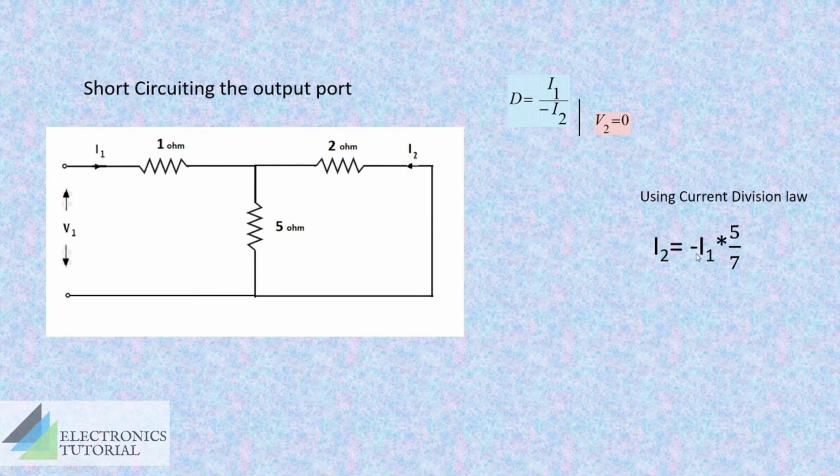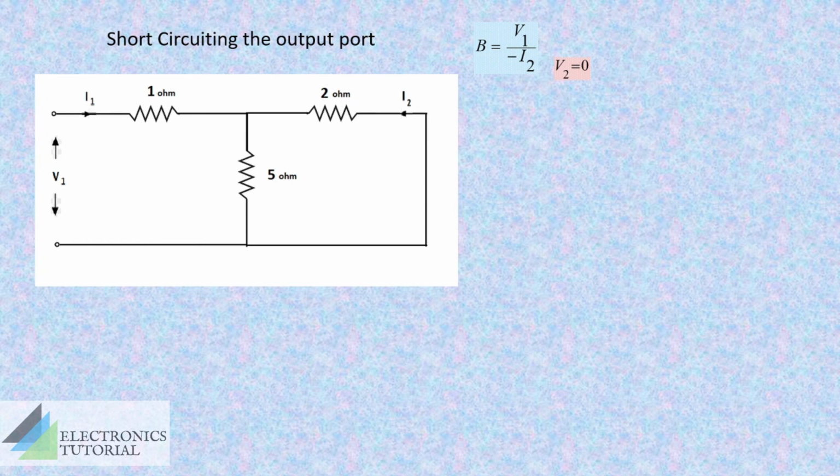Here we are having a minus term. In order to avoid confusion, I am writing this relation as minus D is equal to I1 by I2. We will now substitute the value for I2. Minus D is equal to I1 by I2. It gets simplified as 7 by 5. And this is a unitless quantity because it is having current in both the numerator and denominator.